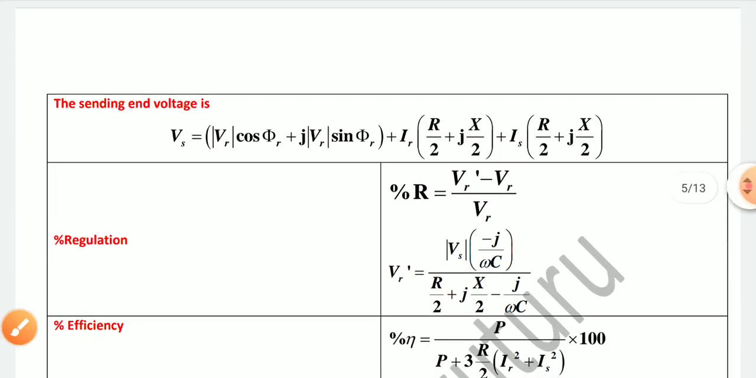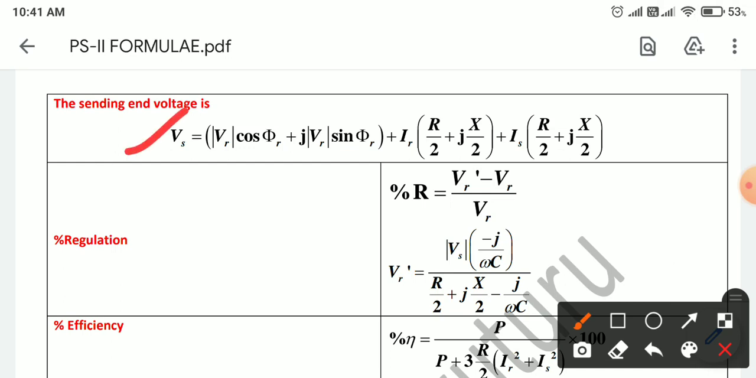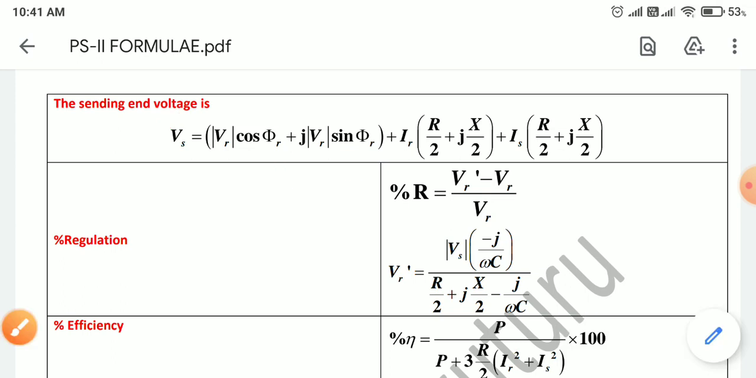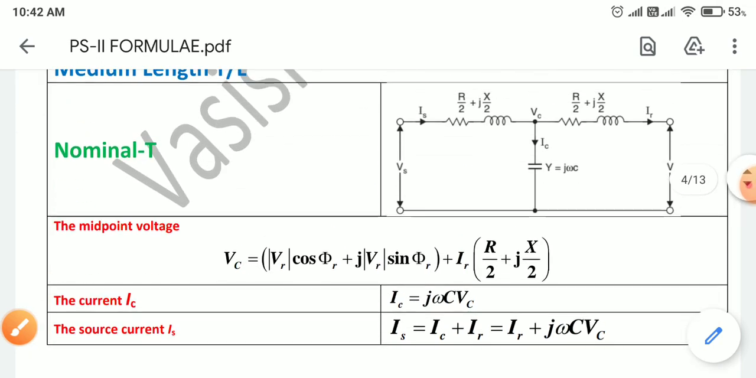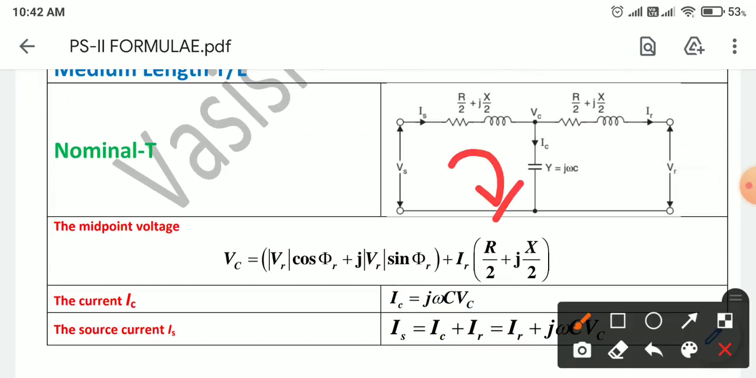Next, the sending end voltage can be given by this formula: Vs equals VR cos phi r plus jVR sin phi r plus IR into R by 2 plus jX by 2 plus this one. The sending end voltage is obtained by applying KVL in this loop.